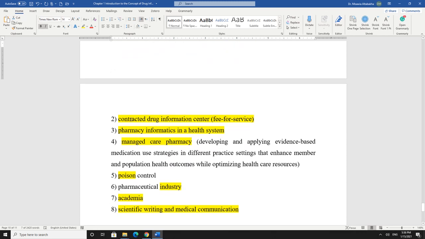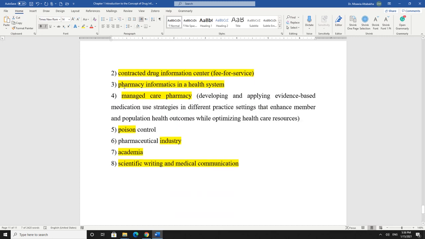Also, you might be contracted to do the service, or let's say a hospital contracts a drug information center to provide the drug information service for a fee. Also, you may work in Pharmacy Informatics in a health system.